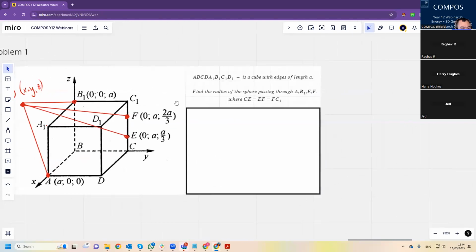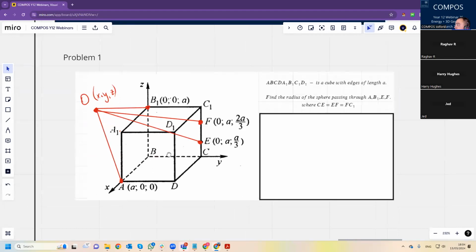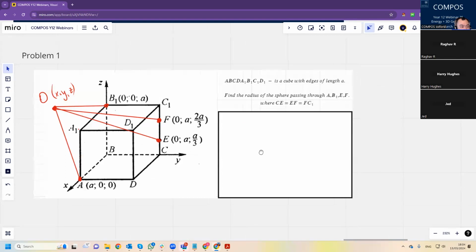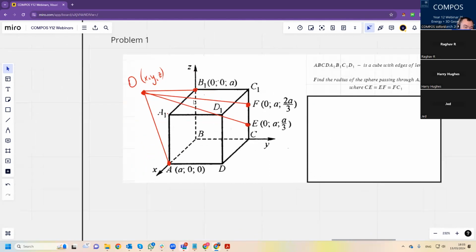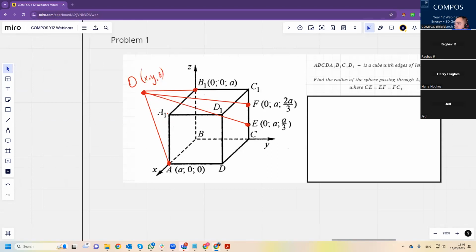Now, normally you would not have a diagram here, right? You would need to do it by yourself. Helpfully, we have a diagram. The board is here.